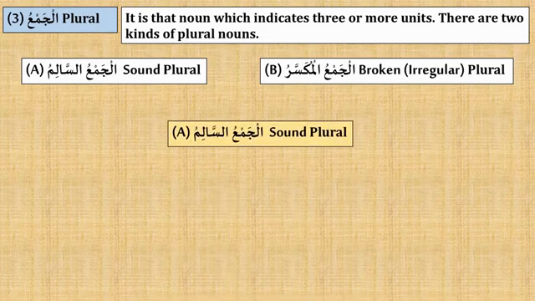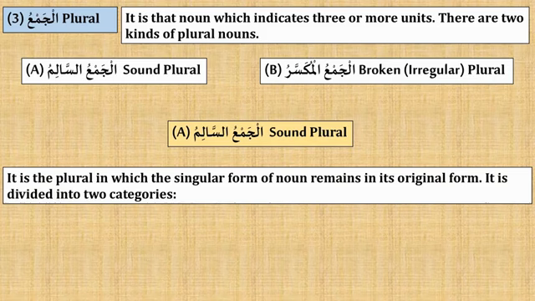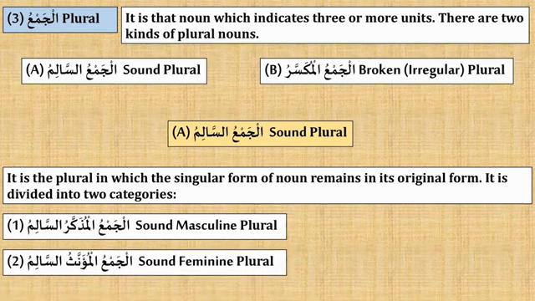The first one, al-jam'u as-salim, sound plural. It is the plural in which the singular form of noun remains in its original form. It is divided into two categories. First one, al-jam'u al-mudhakkar as-salim, sound masculine plural, and the second one, al-jam'u al-muannath as-salim, sound feminine plural.